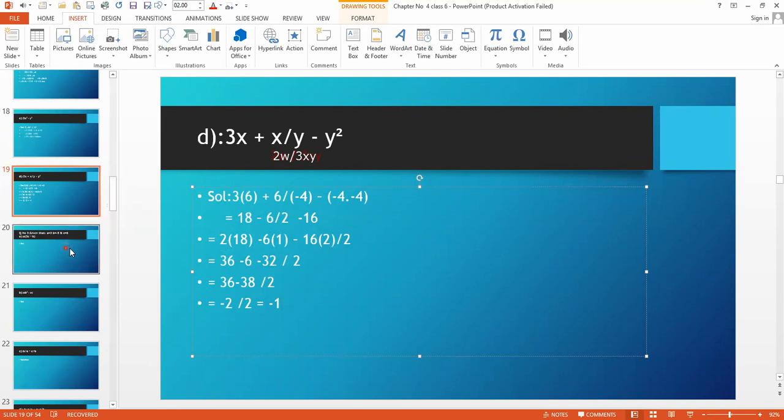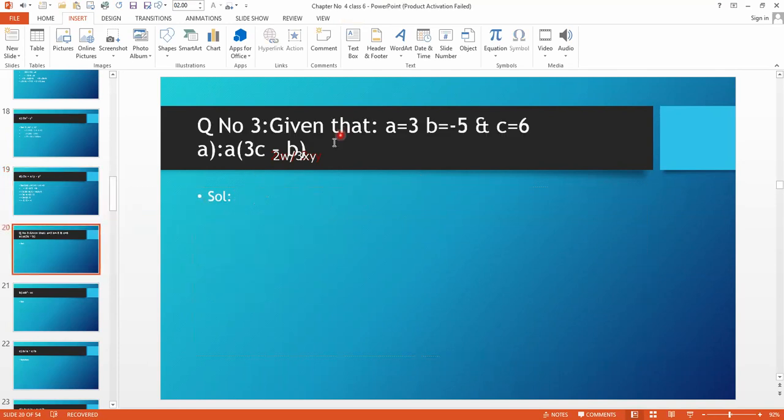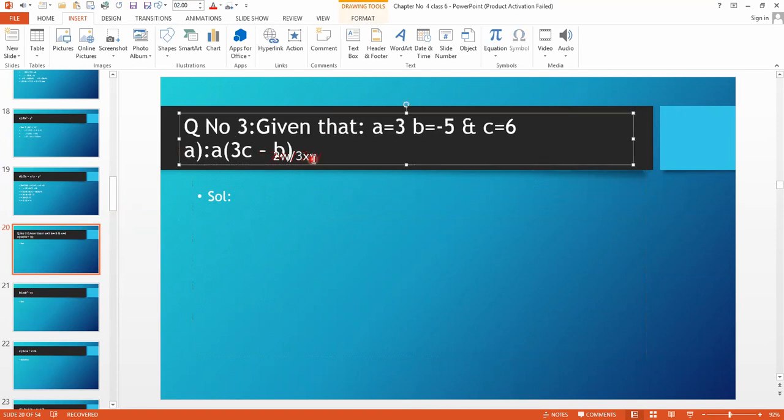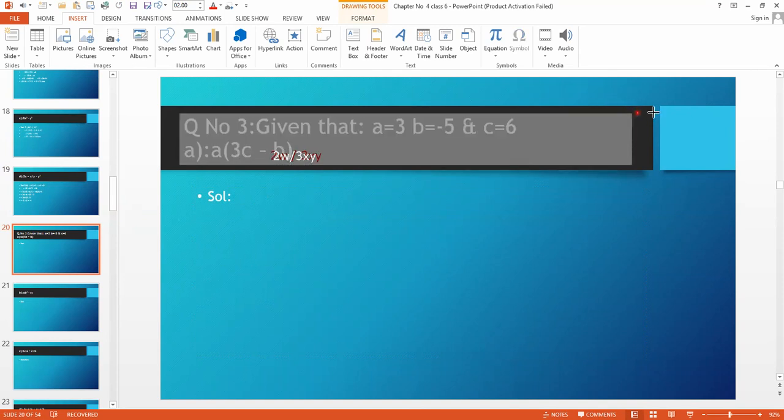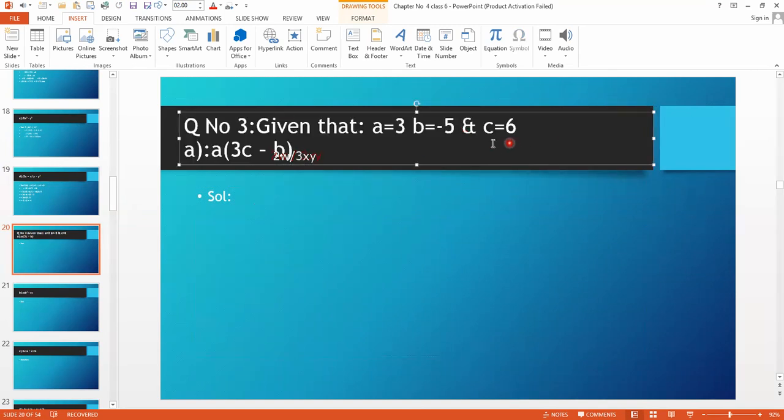Clear? Now we move towards the next question. That is question number 3. Again, it is related to, wait. Okay, it is related to, given that A is equal to 3, B is equal to minus 5, and C is equal to 6. What is the value of A? The value of A is 3. And what is the value of B? That is minus 5, and C is equal to 6. And the question is A bracket 3C minus B. So we have to solve it.